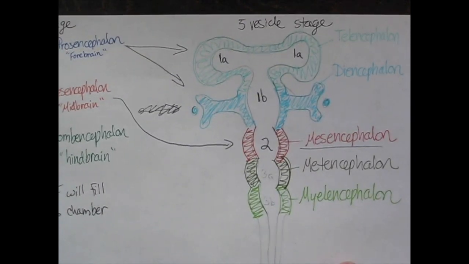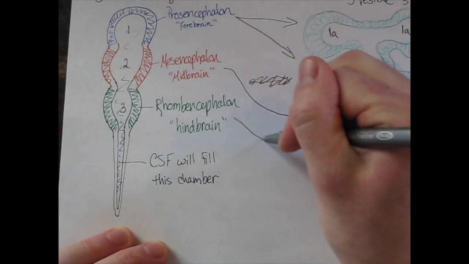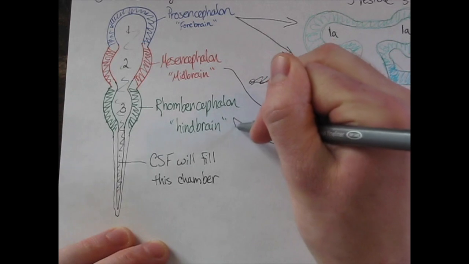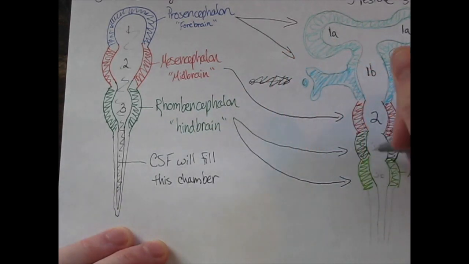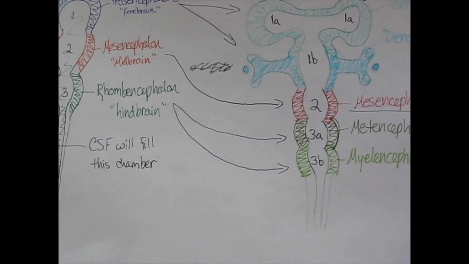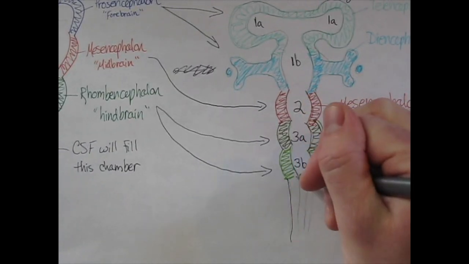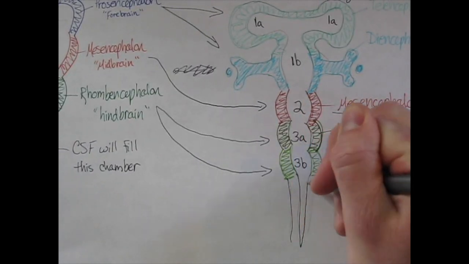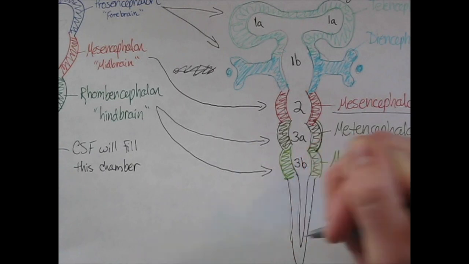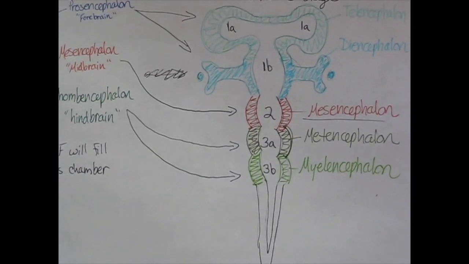Mesencephalon bump stays the mesencephalon bump. So that's why it retains the name mesencephalon. The rhombencephalon tissue becomes 2 bumps, and so they named them metencephalon and myelencephalon. So that third chamber becomes 2, which I call 3A and 3B. And the rest of the tissue here becomes the spinal cord. And mesencephalon, metencephalon, myelencephalon, you can remember in that order because it's alphabetical.